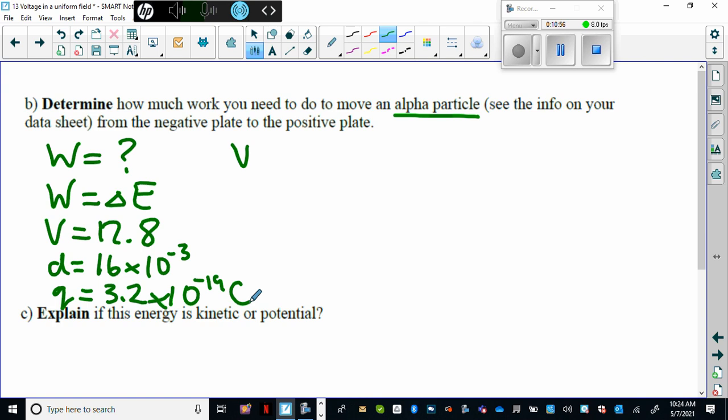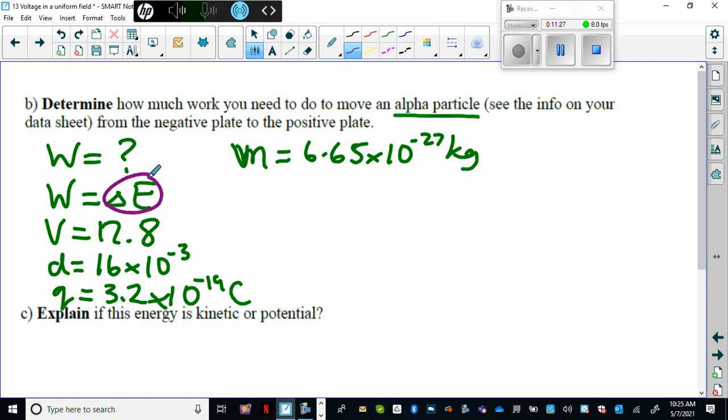You also know from your formula sheet the mass. Where is it? Right there. The mass of an alpha particle is on the back of your formula sheet. And the mass of an alpha particle is 6.65 times 10 to the negative 27 kilograms. I'm writing all this information down so that you know exactly what you have, and then you can pick a formula that has these things in it.